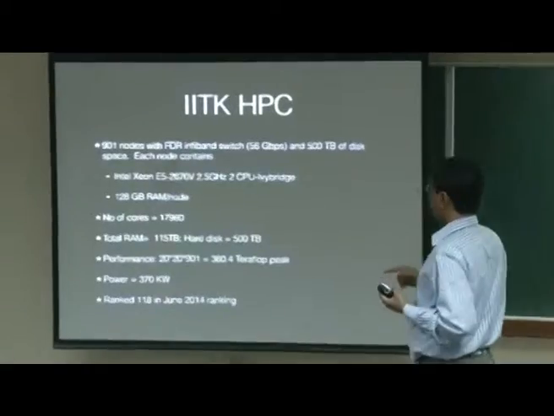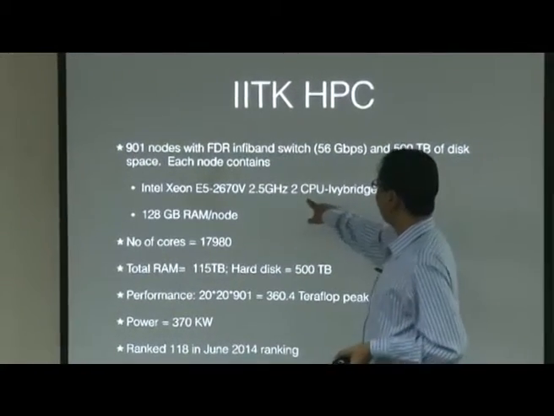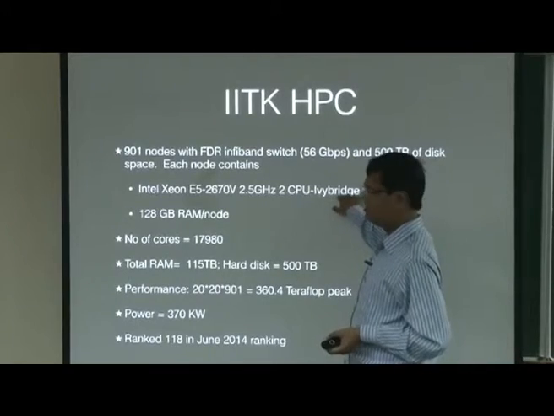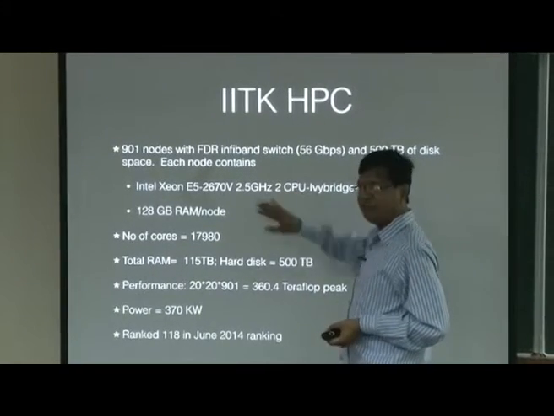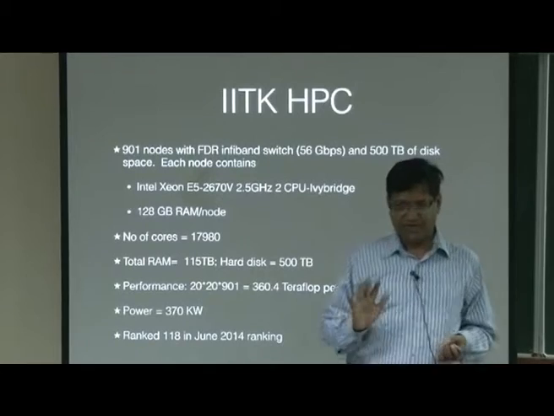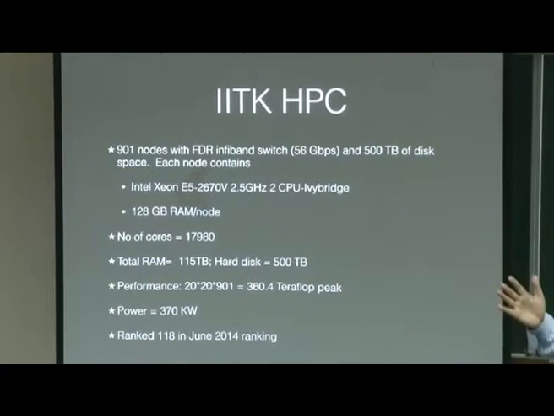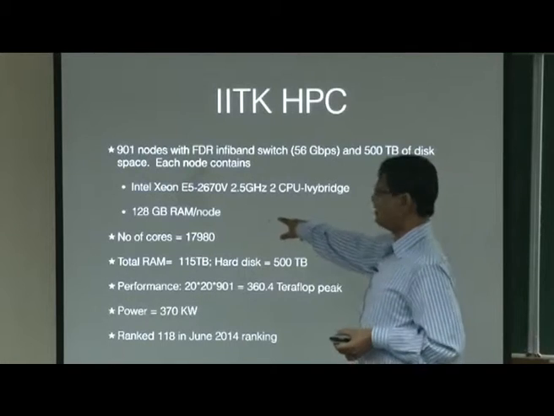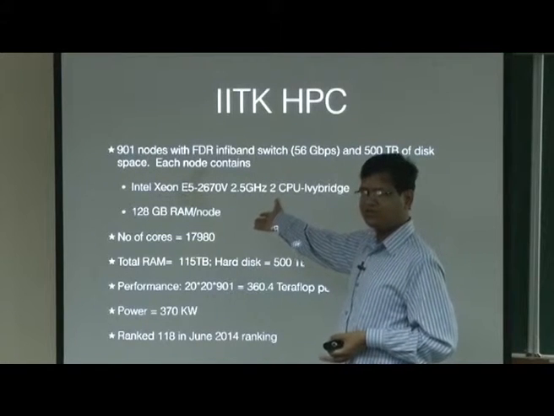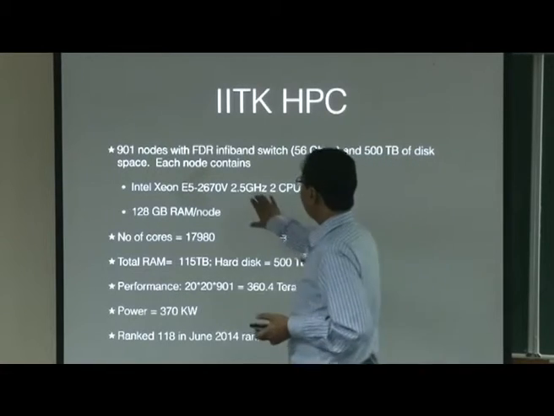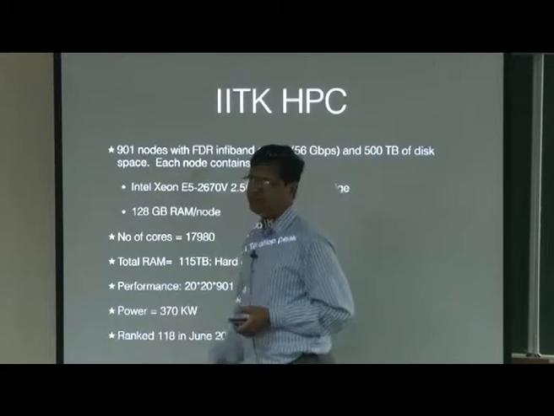So we have 2 Xeon processors, so 2 CPUs, with the name Ivy Bridge. Each of them has 10 cores. So 10 into 2 is 20. So 20 cores in each node, and it has 128 gigabytes of RAM, which is quite huge compared to your laptop. So each node has these specs, and there are 901 of them.